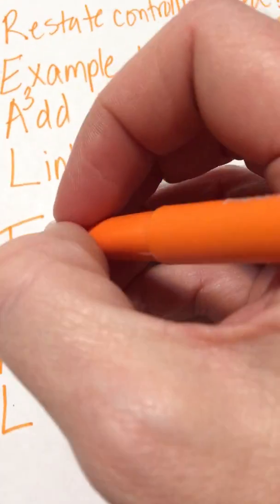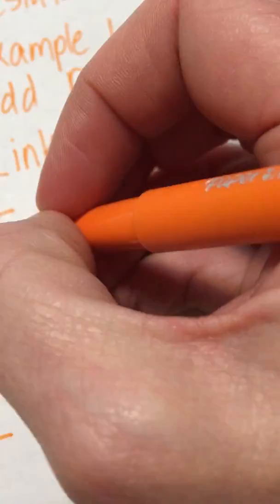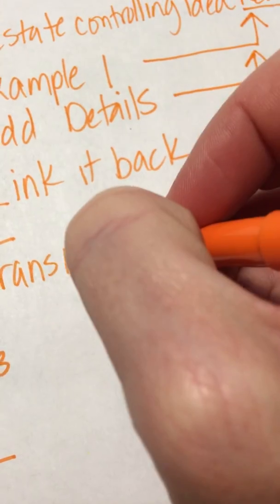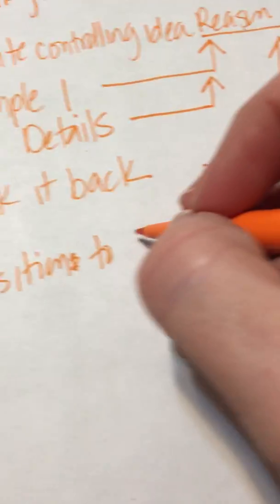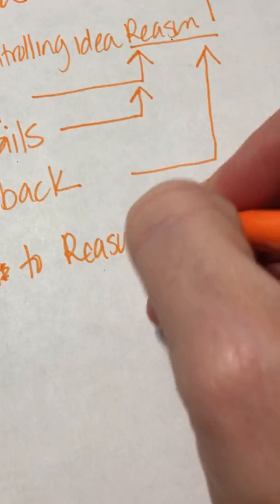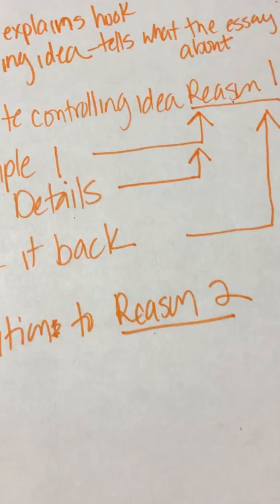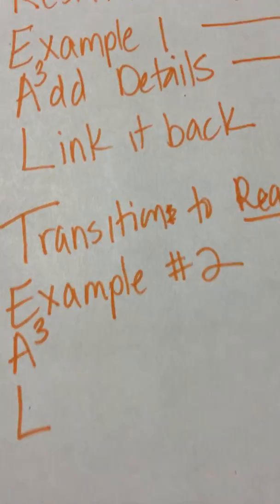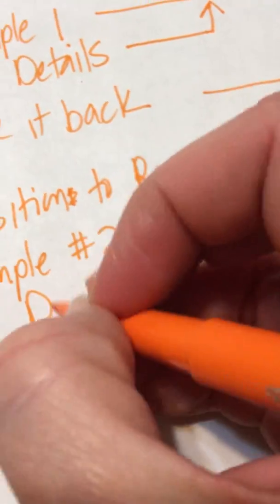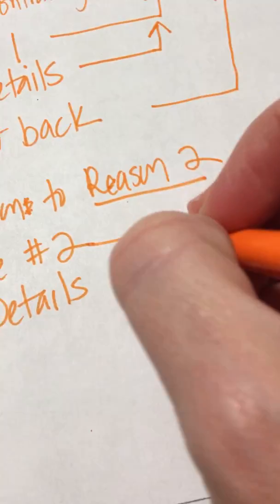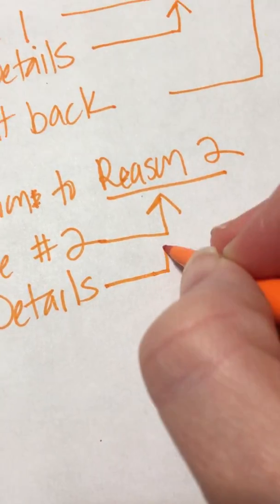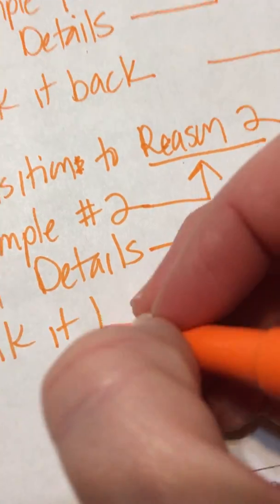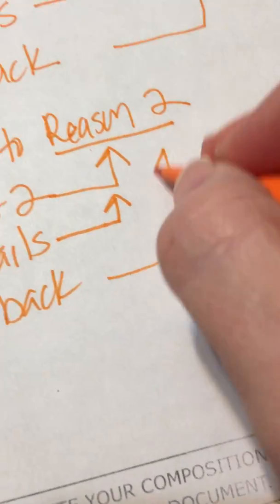teal. So instead of my R, I have a T because now I'm transitioning to reason 2. So now this second body paragraph is only going to be about reason 2. Then I'm going to talk about my example number 2. I'm going to add details that are relevant to my example and to reason 2. And then I'm going to link it back to reason number 2.